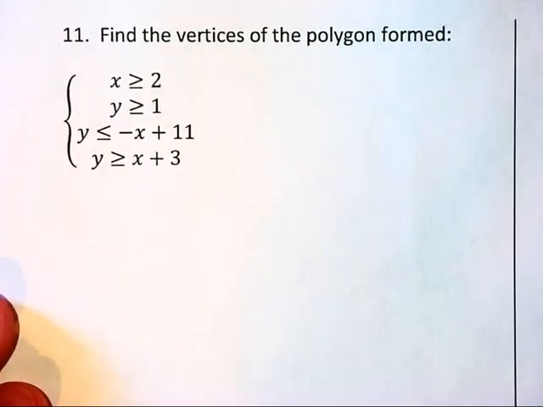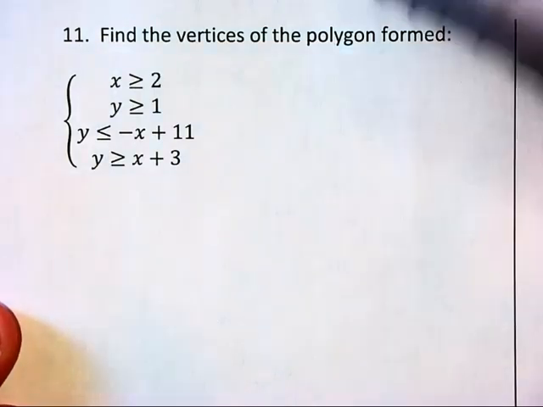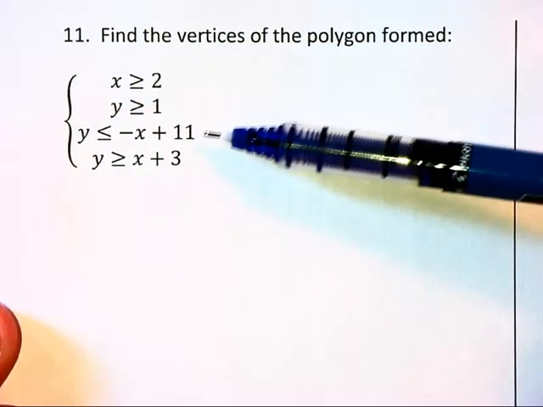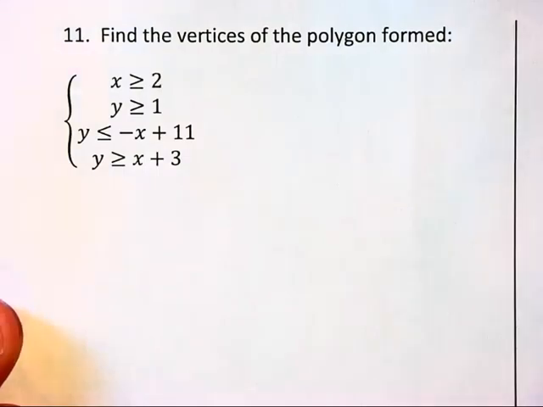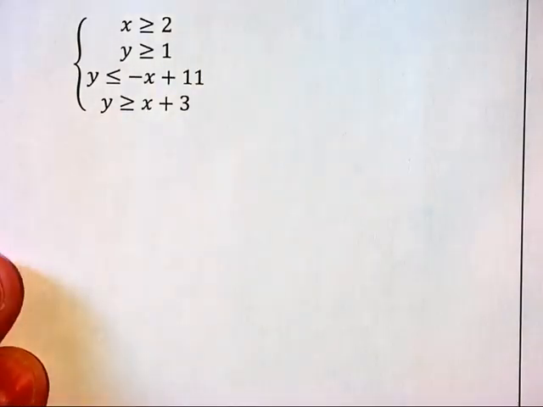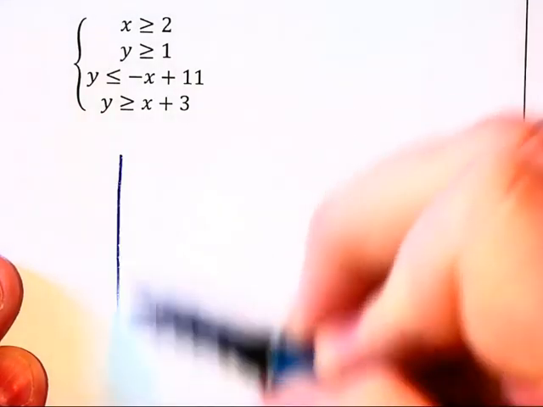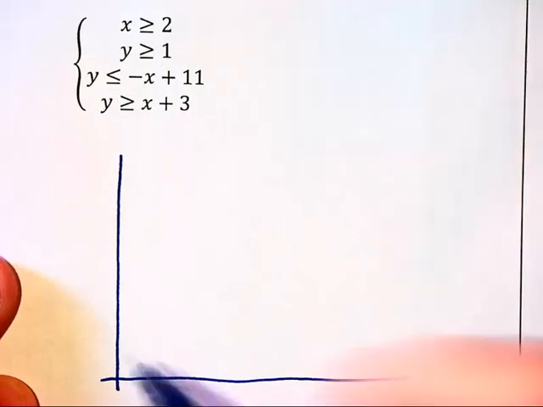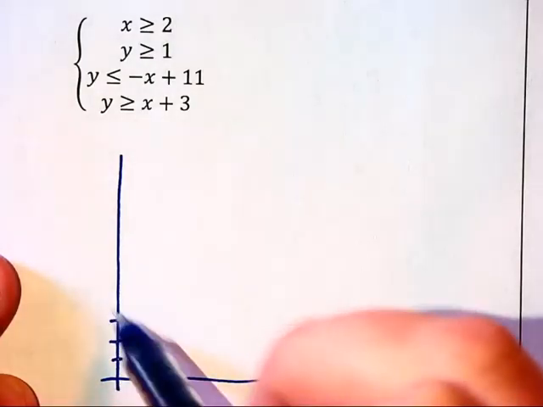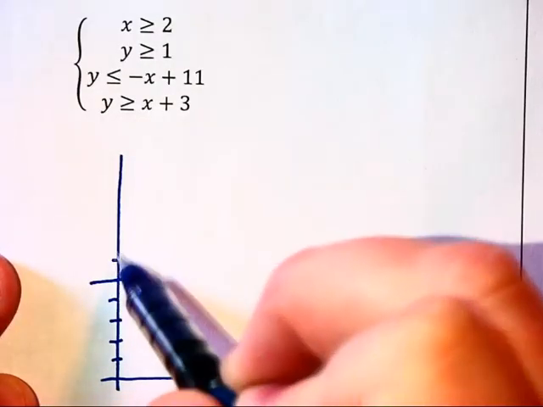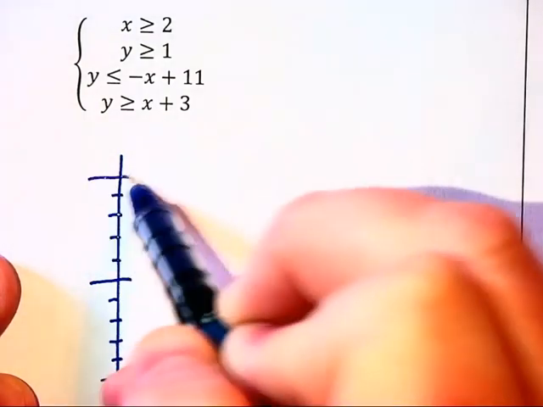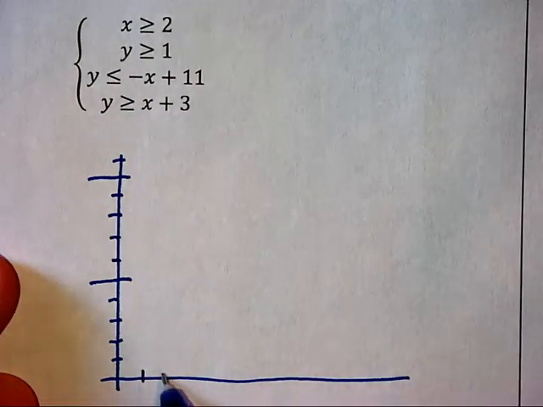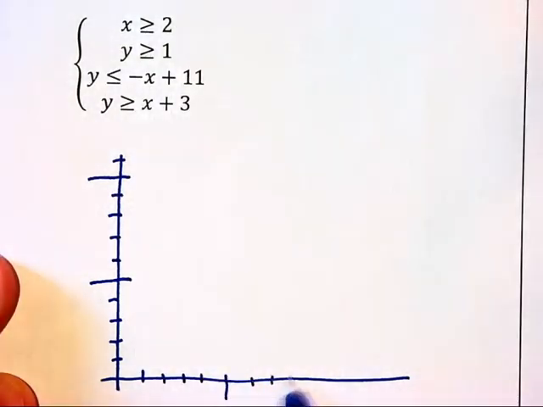Okay, we want to find the vertices of the polygon that we're forming here. And I see on the third equation that we're going to have a y-intercept of 11. So when I go to graph this, I need to make sure that it's large enough to accommodate that value. So here we go. I'm going to scale this carefully. 1, 2, 3, 4, 5, 6, 7, 8, 9, 10, and there's my 11. Perfect. 1, 2, 3, 4, 5, 6, 7, 8, 9, 10, 11 right there.